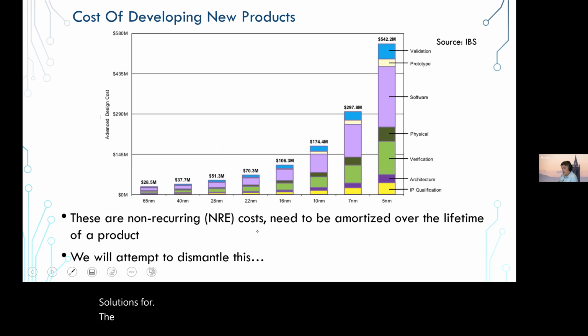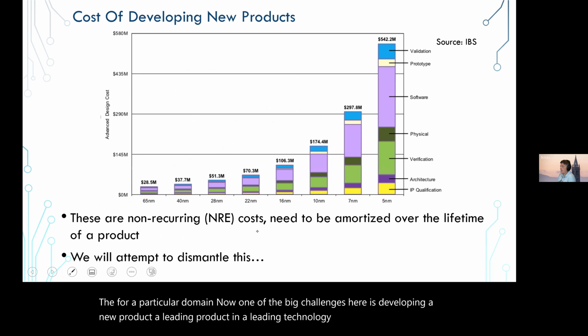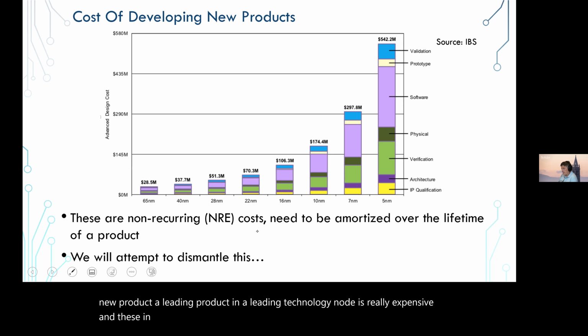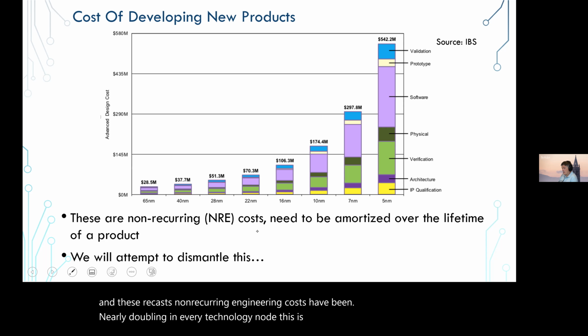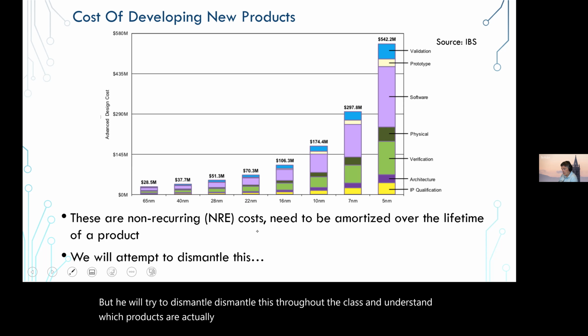Now, one of the big challenges here is that developing a new product, a leading product in a leading technology node, is really expensive. And these NRE costs, non-recurring engineering costs, have been nearly doubling in every technology node. This is not exactly true, and it really affects a limited number of products. But we'll try to dismantle this throughout the class and understand which products are actually affected by this and which ones are not.